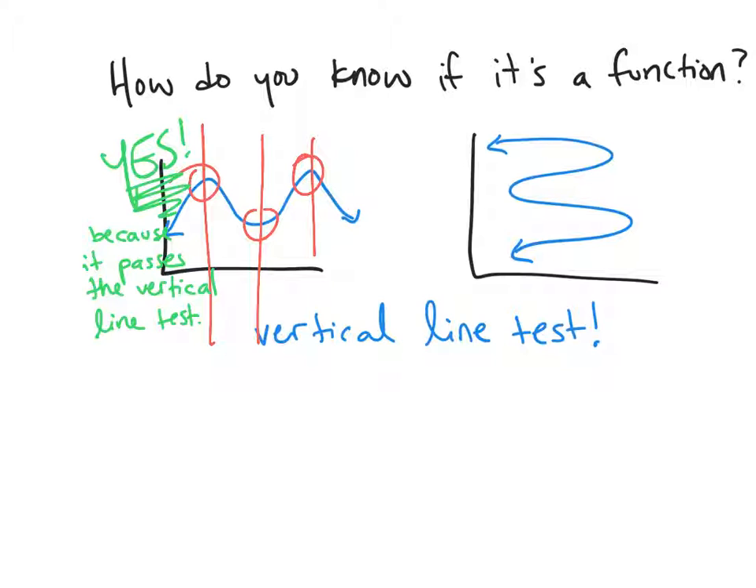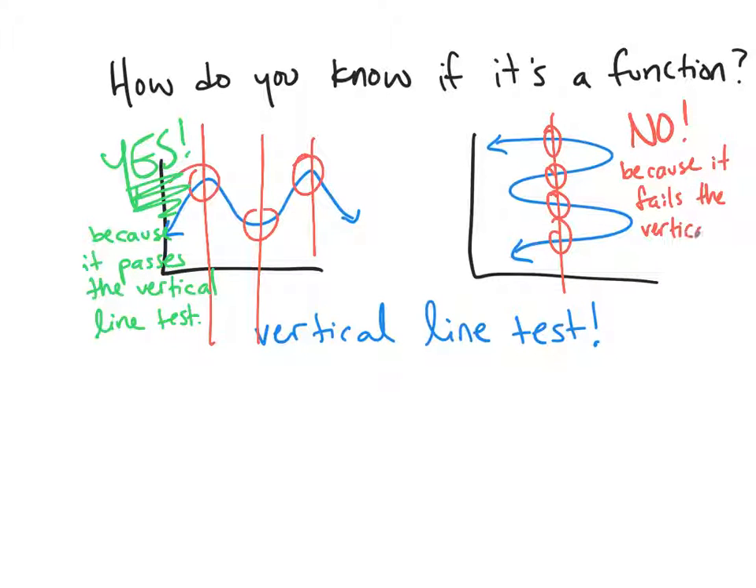Now let's go look at this other graph over here. So when I draw a vertical line here, whoa, I hit the function 4 times with that vertical line. So I automatically know that no, this is not a function because it fails the vertical line test.